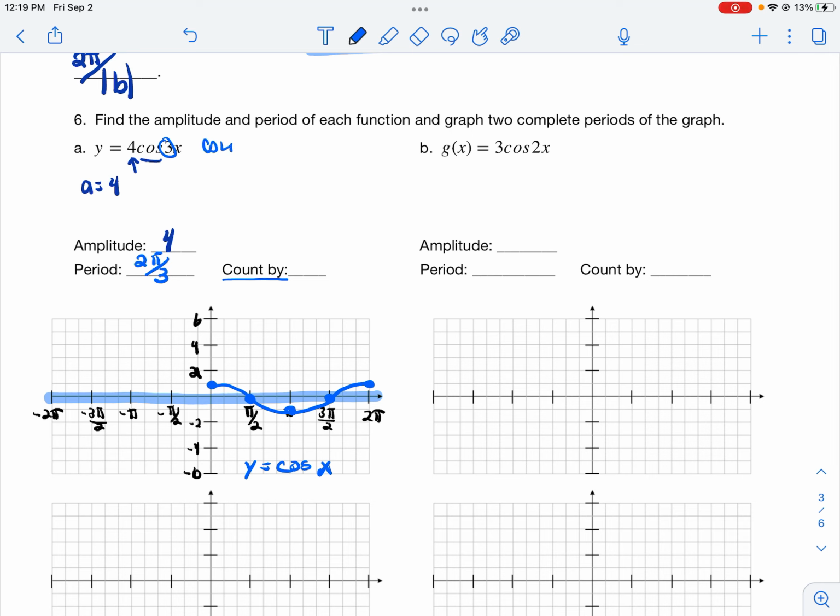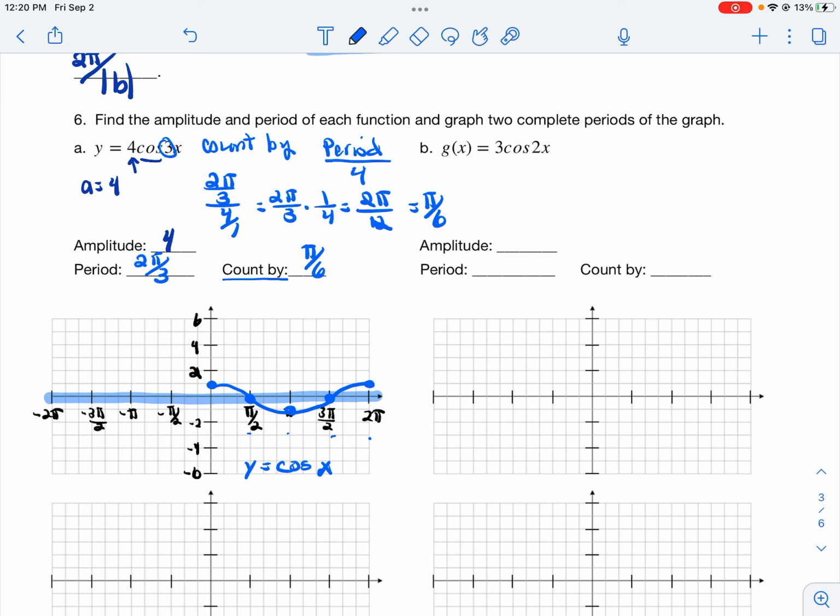To figure out what you need to count by on your graph, you take the period of the transformed graph and divide it by 4, because I have 1, 2, 3, 4 tick marks that I want to fit in here, and that gives me 1 full period is 4 tick marks. So I'm going to do that algebra here. So 2 pi over 3 divided by 4, so that's going to be 4 over 1. So I'm going to take that bottom fraction and flip and multiply. I get 2 pi over 12, and then I can simplify that and I get pi over 6. So I'm going to count by pi over 6.